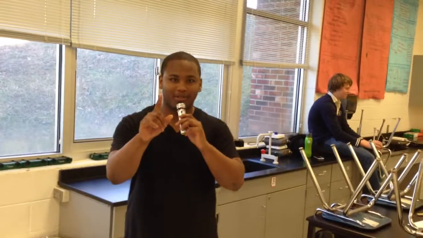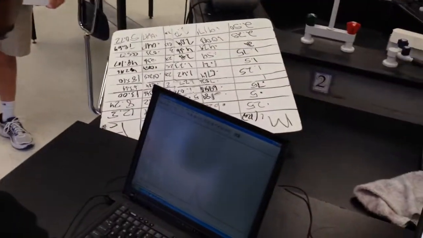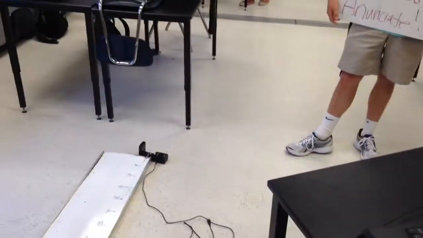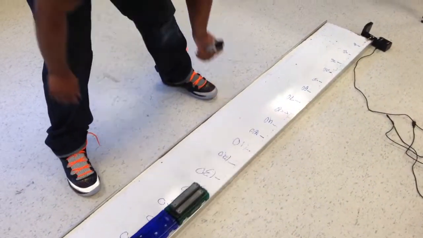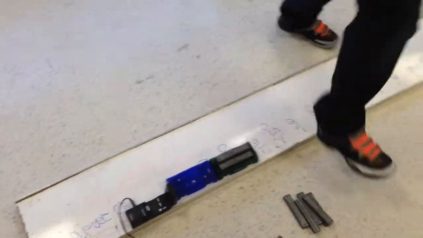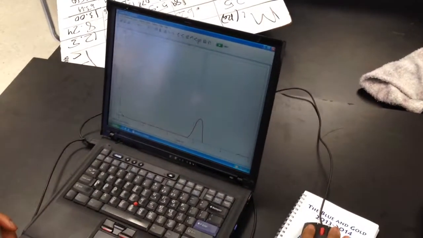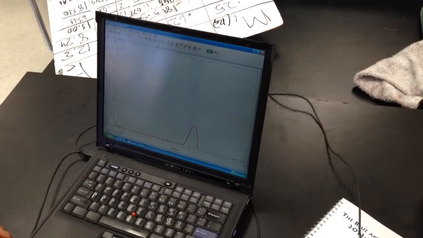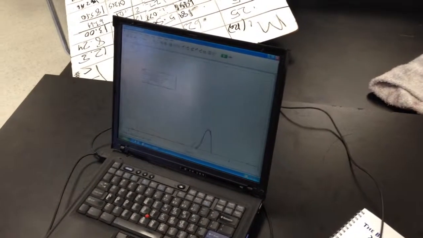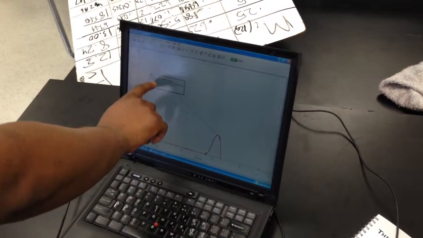Okay, so this is going to take one of the collision cars. If AJ or I push the button, then we're going to collect that. I'm going to start these cars. Okay, so the cars collided, so I'm going to highlight the peak of the graph. You have to highlight from here to here. Okay, so that's the maximum velocity and the minimum velocity.